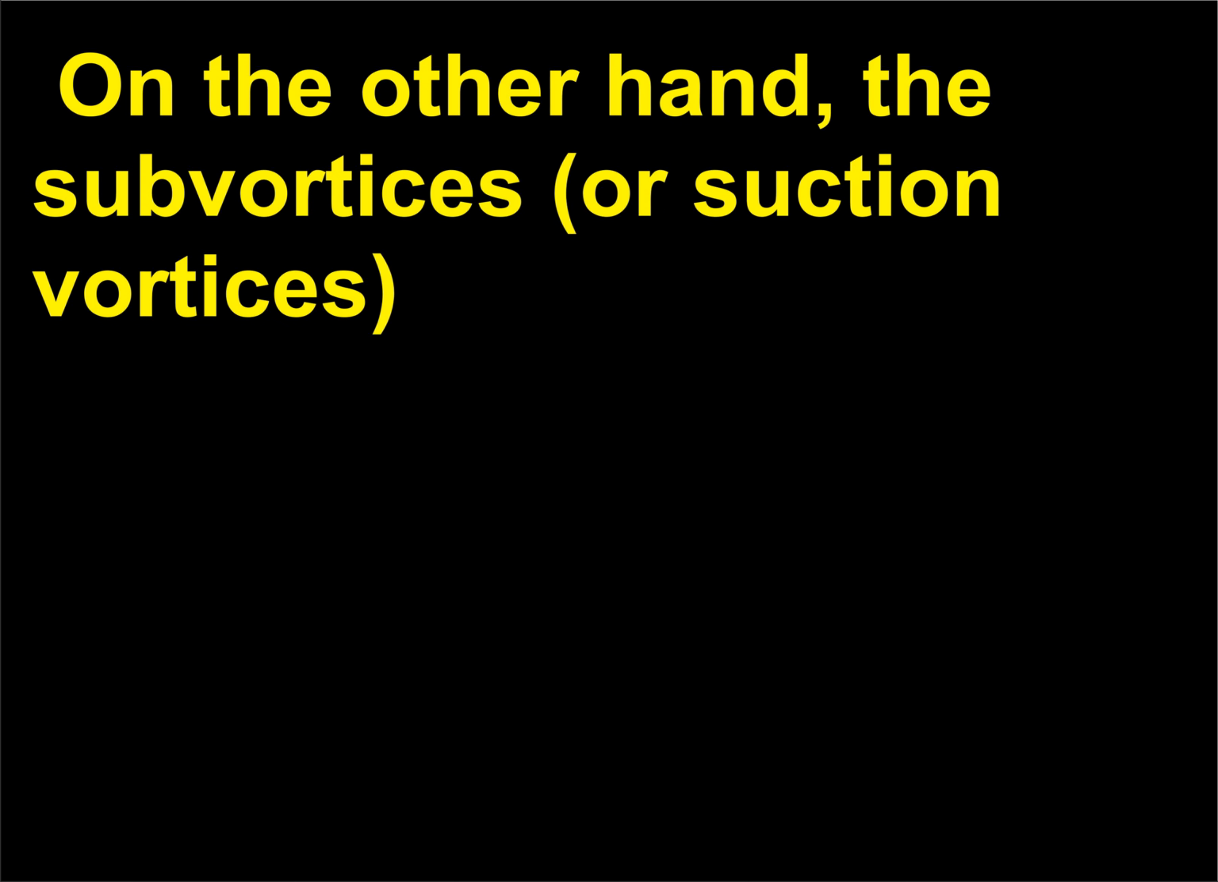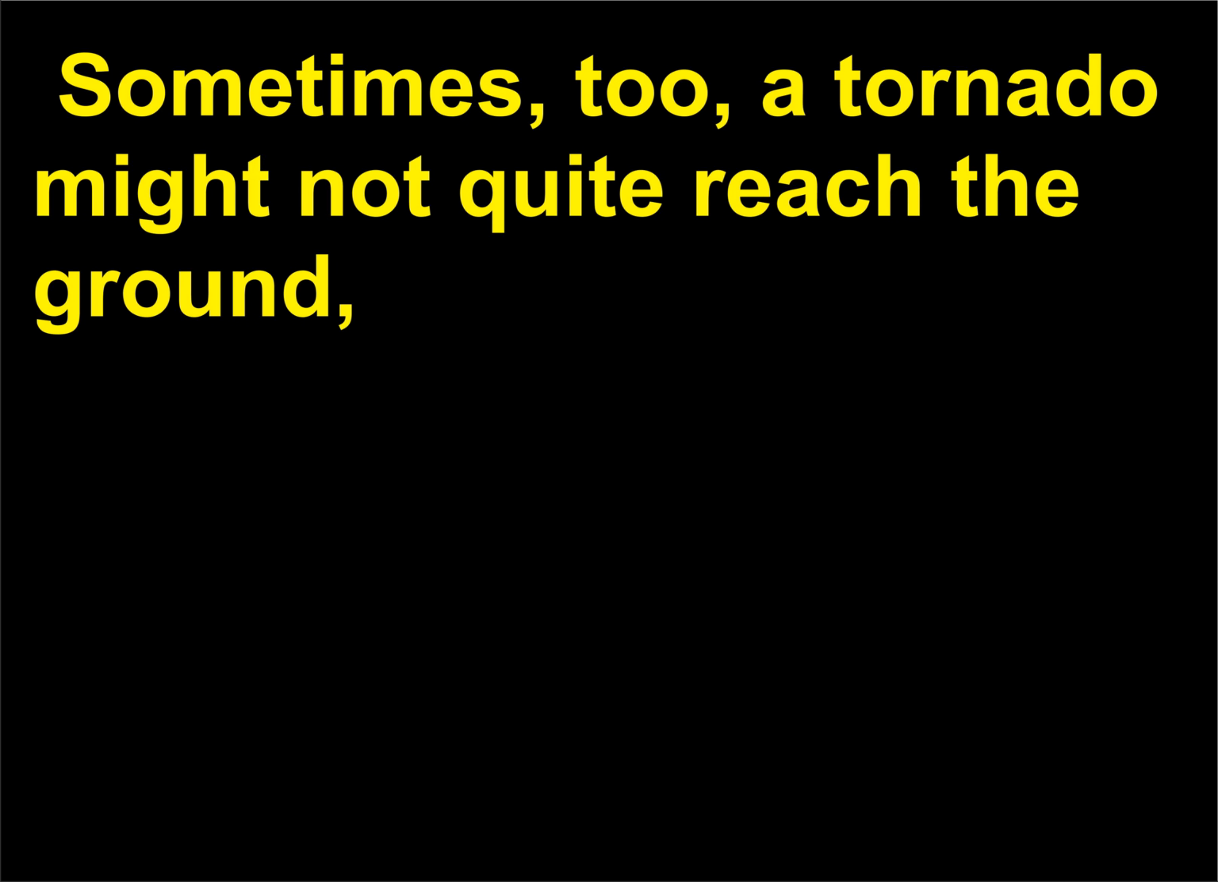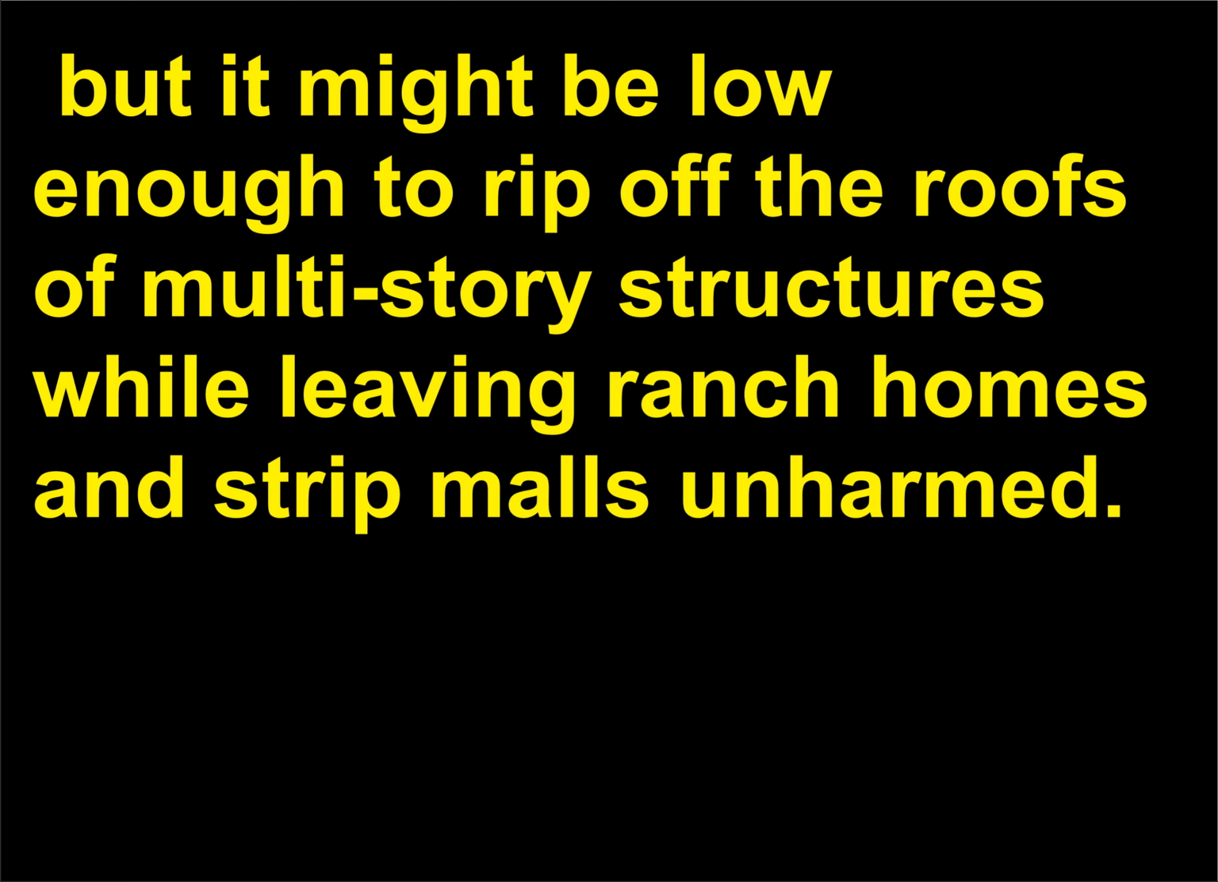On the other hand, the subvortices, or suction vortices, of a multiple vortex tornado can have widely varying speeds and widths. Sometimes, too, a tornado might not quite reach the ground, but it might be low enough to rip off the roofs of multi-story structures while leaving ranch homes and strip malls unharmed.